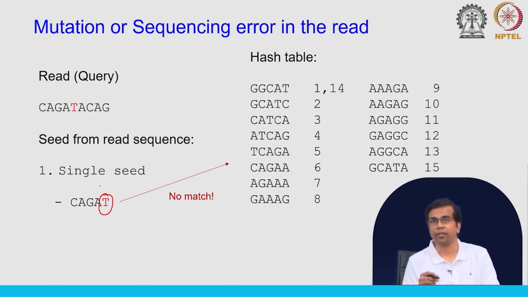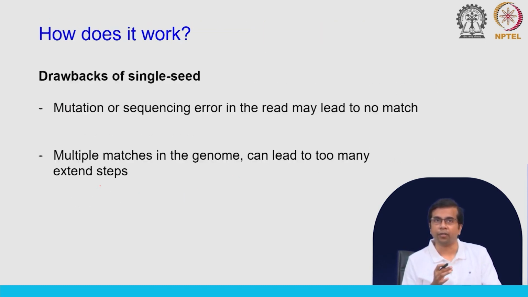So, if you do not see any match, we can say that we do not find the read in the reference genome and we discard it. But that would be wrong. Just because of a single mutation, if you discard that read, you cannot map that read, that means you are losing data. So, this is something that we want to avoid. Probably the better way of doing this would be actually going for multiple seeds.